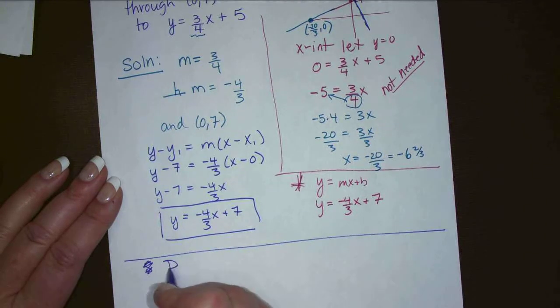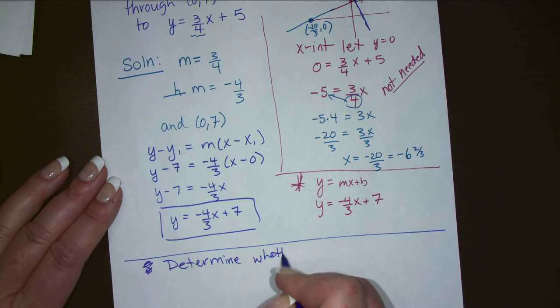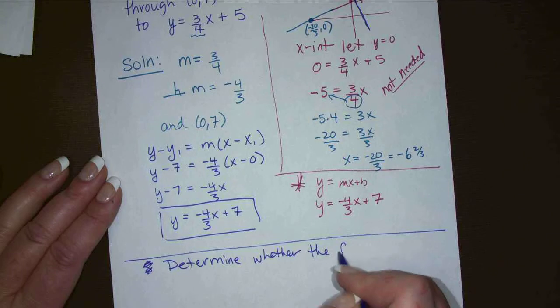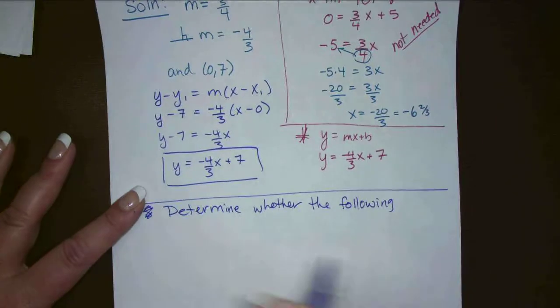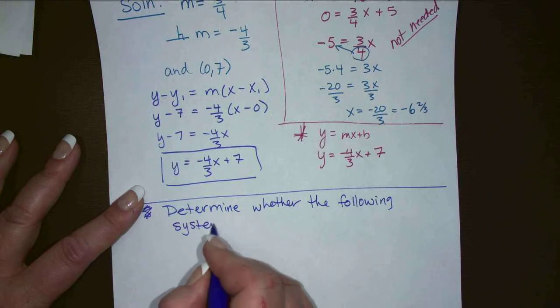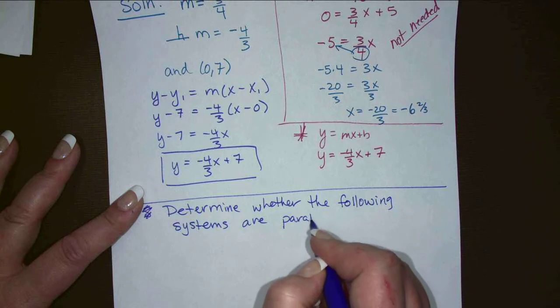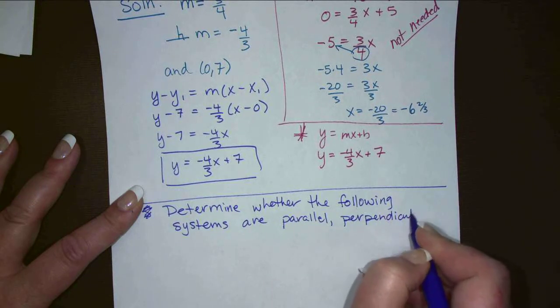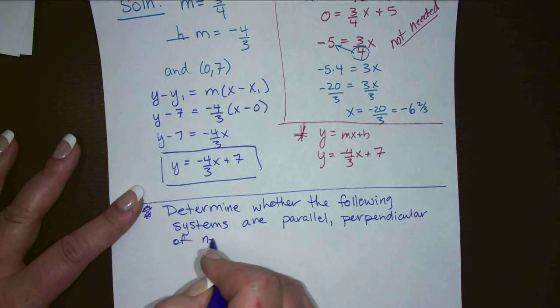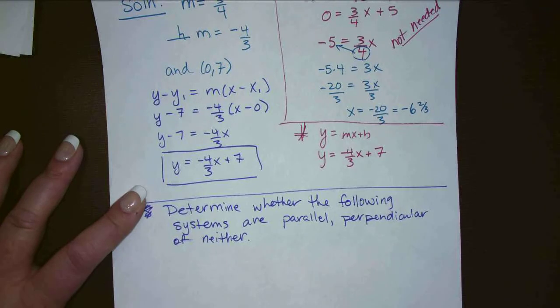Let's say, determine whether the following systems are parallel, perpendicular, or neither. Because of course, they don't have to have the same slope or negative reciprocal slopes, they could be neither. Okay, and what's a system?